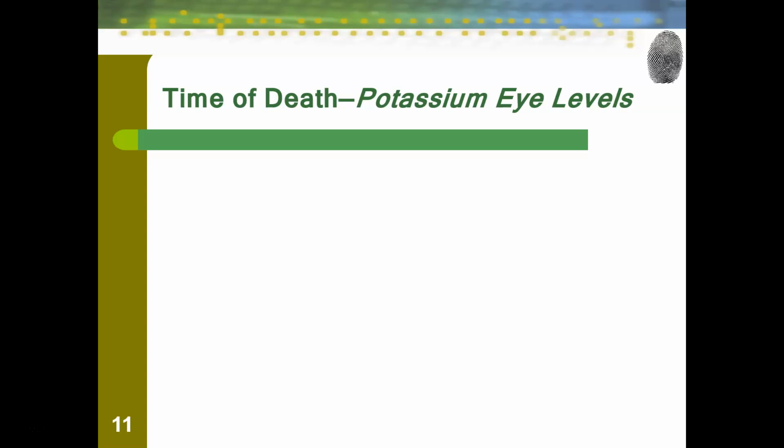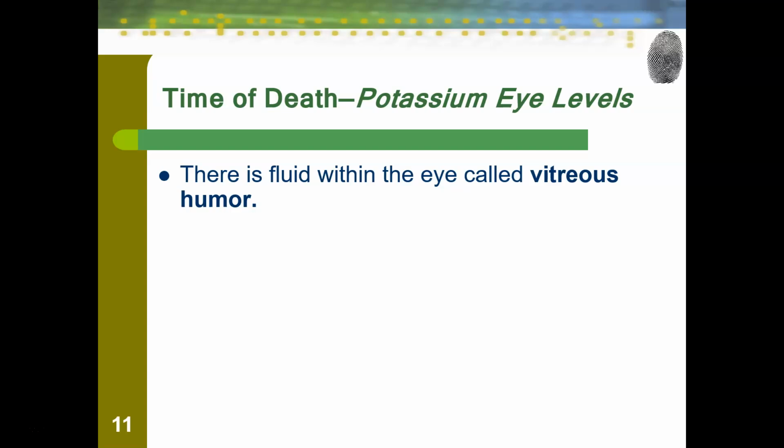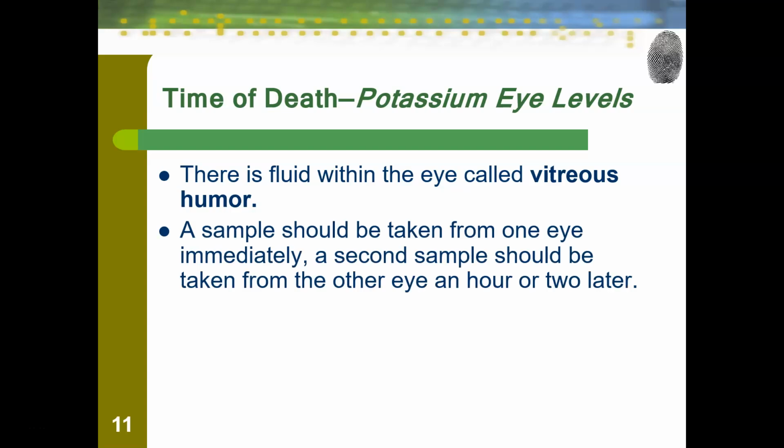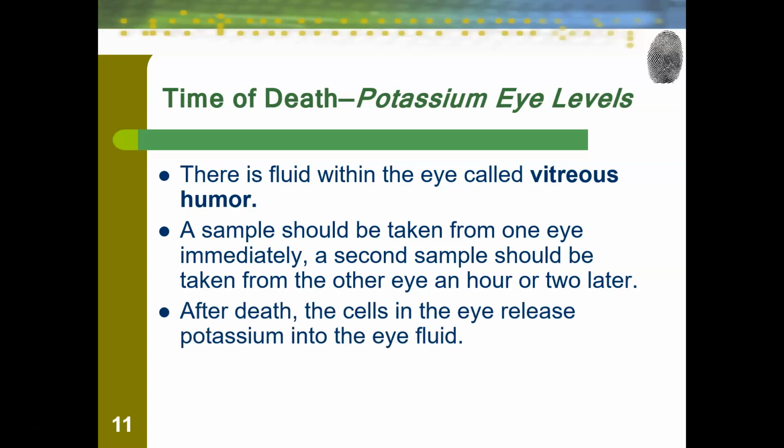We can also estimate time of death using the potassium levels. This one is really cool. So there is fluid within the eye that is called vitreous humor. And a sample should be taken from one of the eyes immediately. And a second sample should be taken from the other eye, whichever eye you did not take the original sample from, and this is done using a syringe, about an hour or two later. You do want to keep track of how long it was between samples.